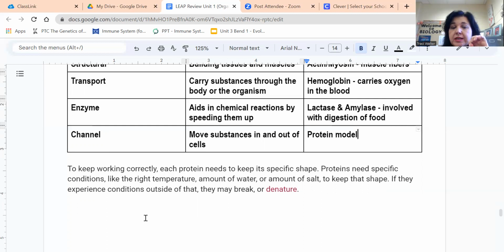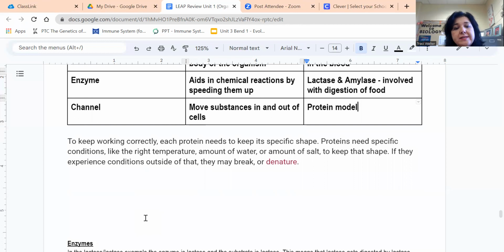They also need the right conditions. They have to have the right temperature, the right amount of water, the right amount of salt to keep their shape. If they experience conditions outside of these parameters, they can break down, and that's called denaturing. So proteins have to have very specific conditions, and different proteins have different conditions. They have to have very specific conditions and a very specific shape.